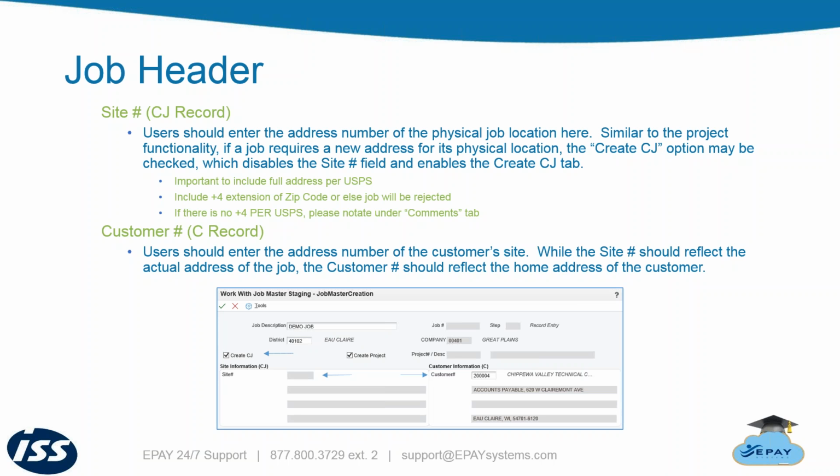After you've decided whether a CJ record should be created or if there's an existing one, you'll move on to the customer record or C record. Users should enter the address number of the customer site, so their headquarters or their corporate office. While the site number should reflect the actual address of the job, the customer number should reflect the home address of the customer.